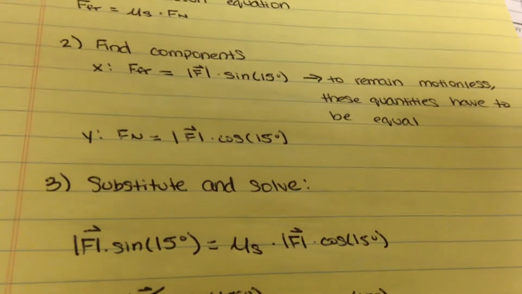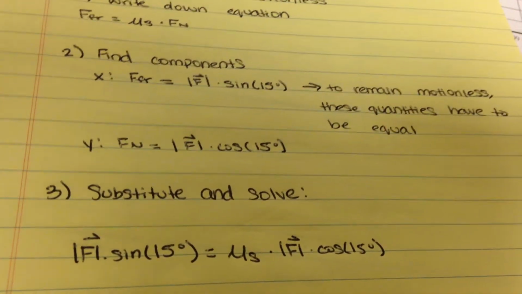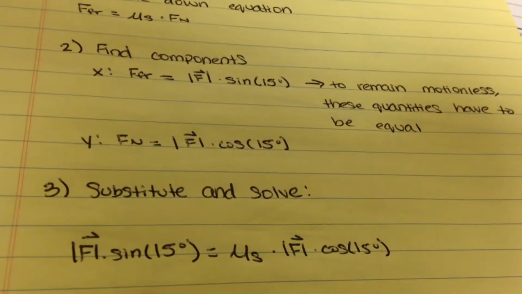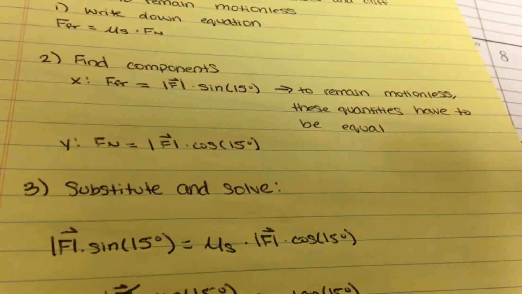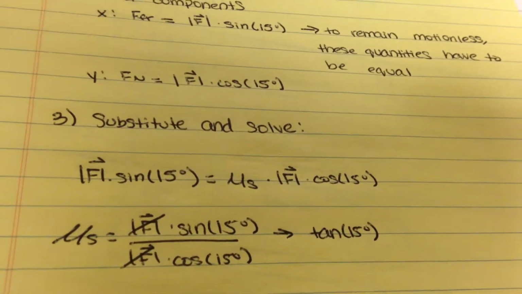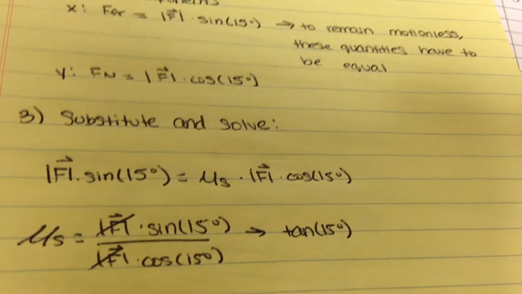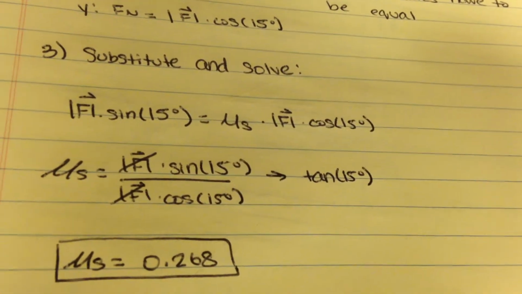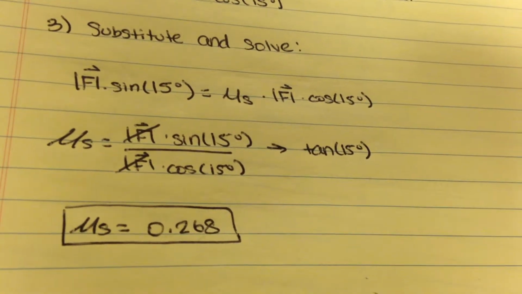And then you have your y component, which is equal to the normal force, which is equal to the magnitude of the force vector times the cosine of 15 degrees. And then you can substitute and solve. So if the friction force is equal to the magnitude of F times the sine of 15 degrees, you can substitute that in, and then you can find the normal force, which is equal to F times the cosine of 15 degrees, and then you algebraically solve for mu s.